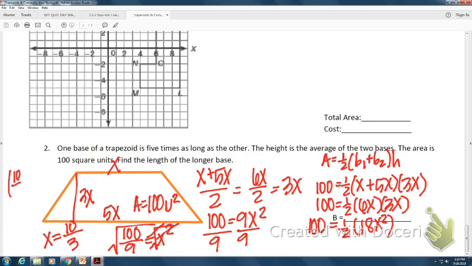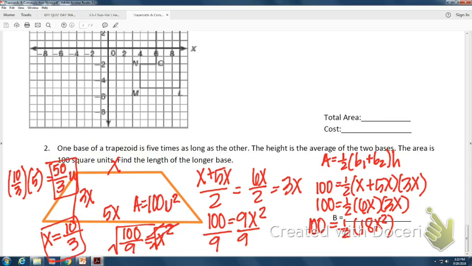So we have 10/3 times 5. And what do we get as the longer base? 5 times 10 is 50 over 3. And what's our unit? Units or units squared? Units, because you're just talking about a base. Okay, so x was 10/3 and our longer base would be 50 over 3.